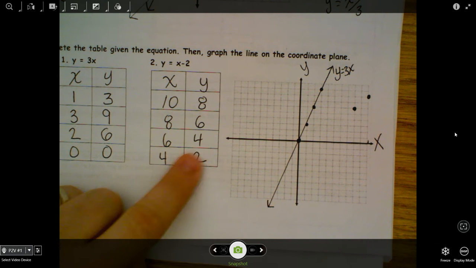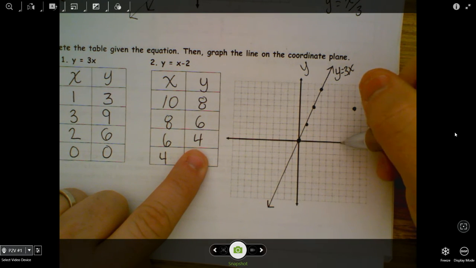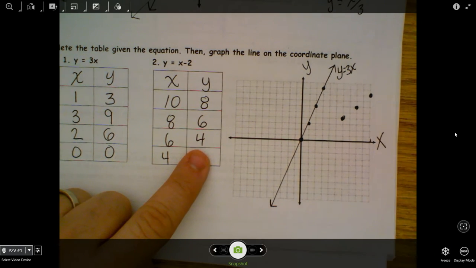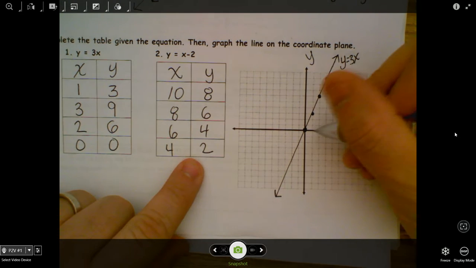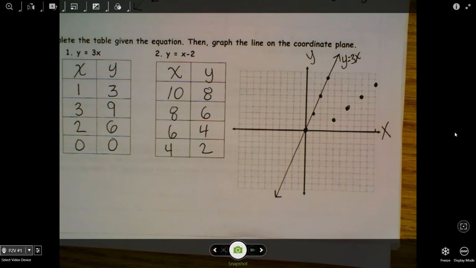Now I go 6 right, up 4. 1, 2, 3, 4, 5, 6. 1, 2, 3, 4. I have 3 lines, but I'll put the 4th one since I already have it. To the right 4, up 2. 1, 2, 3, 4, up 2. So now I have my 4 dots, my 4 points.